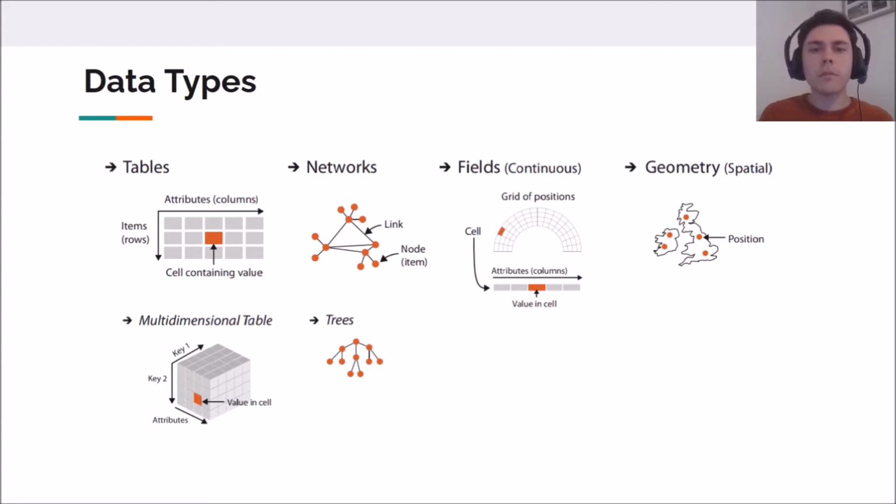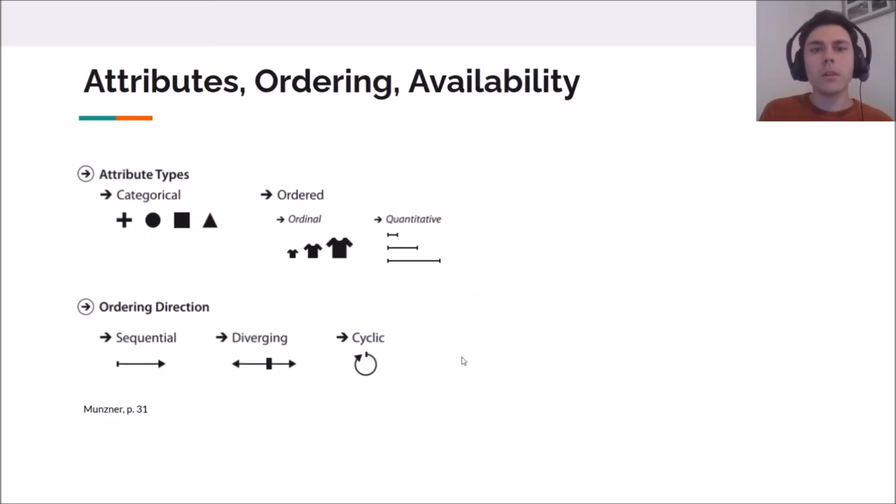Usually each specific visualization technique works well for exactly one type of data. So when you start developing your visualization, it makes sense to think about your data in an abstract way. So far I've talked only about the structure of the data and not really about the individual values here. And also these values can be of different types. So there are different types of attributes.